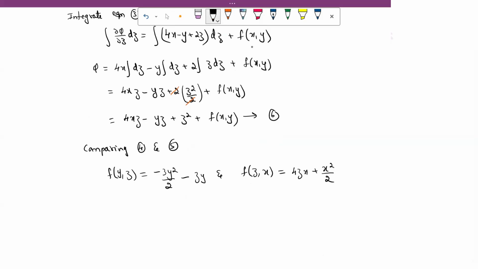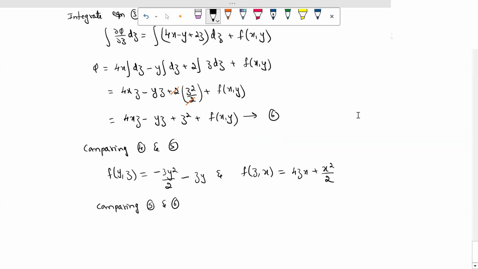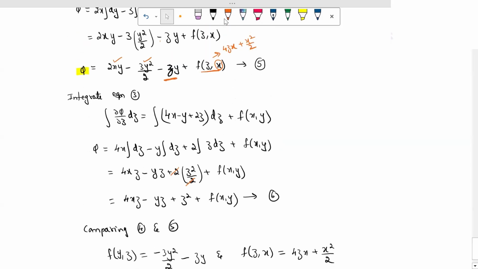Now let us try to compare equation 5 and 6. So let us try to compare over here. You can observe over here 4zx, where 4zx or xz is there. It is matching, right? This particular value. Then minus yz. Where is minus yz? Minus yz is matching over here. Plus z square.